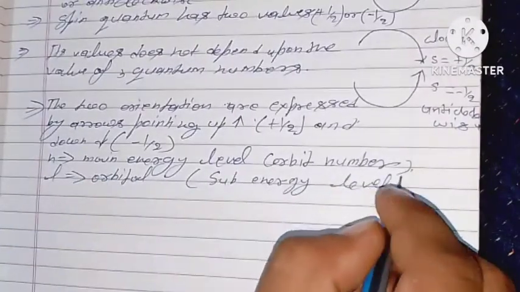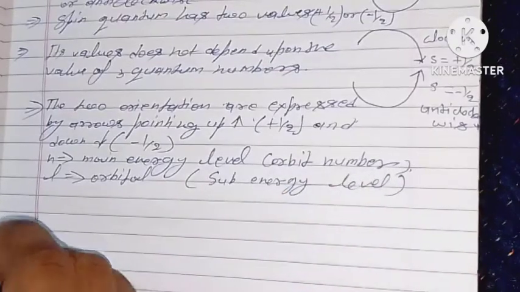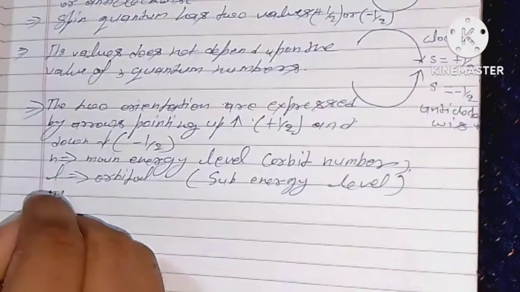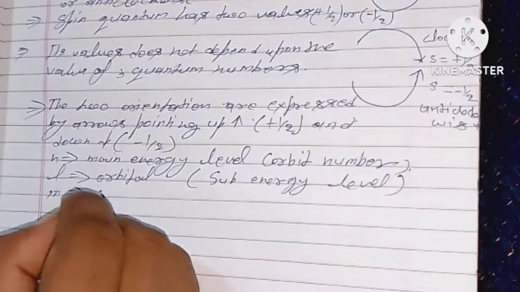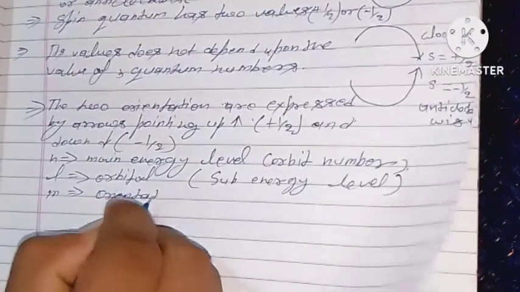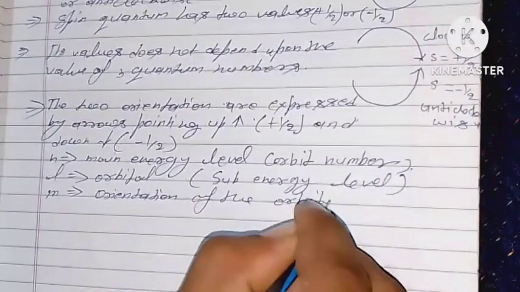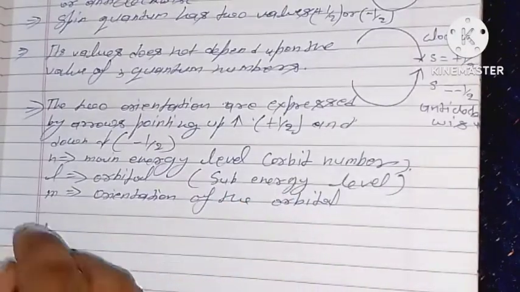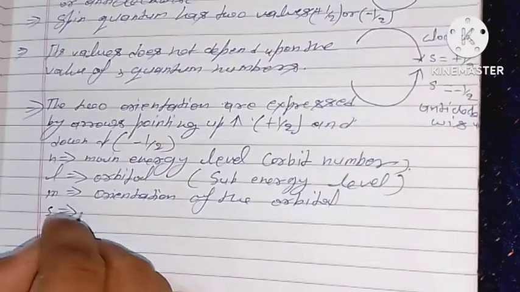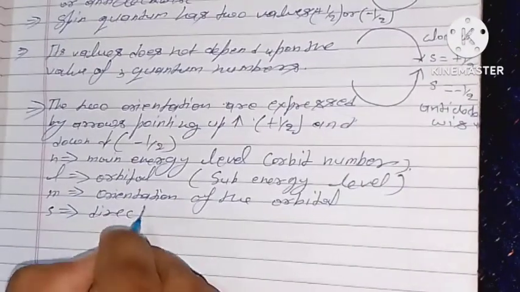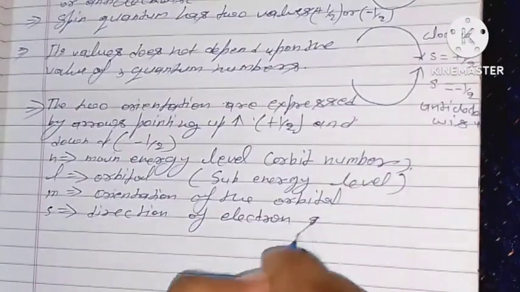It is known as the subsidiary quantum number. And m, that means magnetic quantum number, describes the orientation of the orbital. And the fourth number, spin quantum number, describes the direction of electron spin.